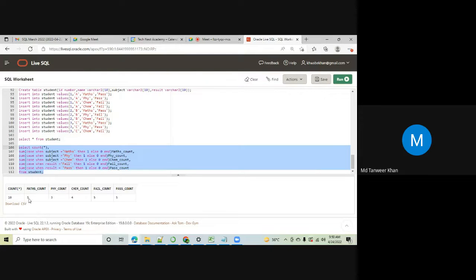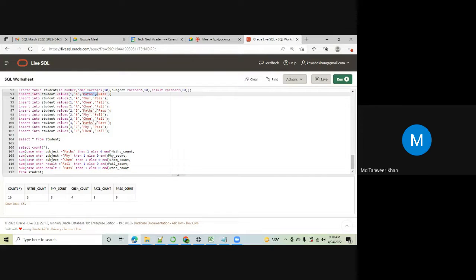Maths count is 3. Why is maths count 3? Because if you see here, maths is 1. The occurrence of maths is here. This is the second occurrence of maths. This is the third occurrence of maths. That's why the maths count is 3. Physics count is also 3 because I'm taking the occurrence here. Physics occurrence once, physics occurrence twice, and this is thrice. Fail is 5 and pass count is again 5. So this is happening because of this query.